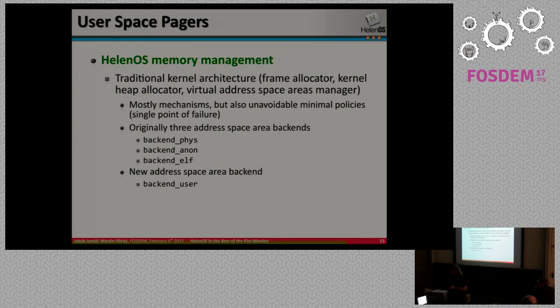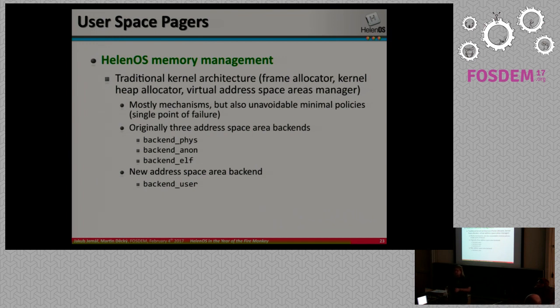In HelenOS we have decided to have a different approach, a slightly more traditional architecture of the memory management, with a kernel frame allocator, a kernel heap allocator, which is a slab allocator, by the way, and a virtual address space manager. It's still mostly mechanisms, so there are almost no policies in the kernel, except maybe some basic algorithms like single fit and so on.